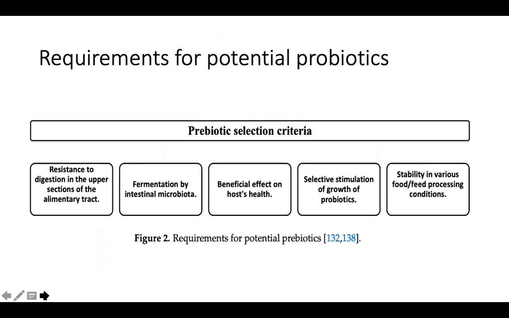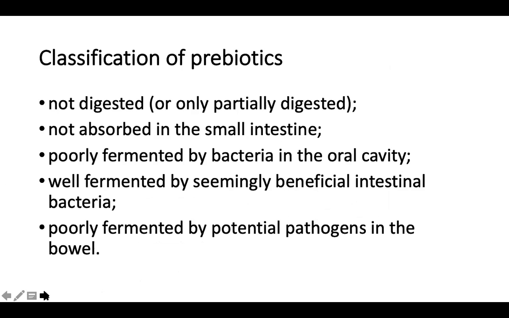So the requirements for potential probiotics, this is the probiotic selection criteria: resistance to digestion in the upper section of the alimentary tract in case of animals, fermentation by intestinal microbiota, beneficial effect on host health, selective stimulation of growth of probiotics, and stability in various food or feed processing conditions. So these are the requirements for potential probiotics for commercialization. There are several classes of prebiotics.